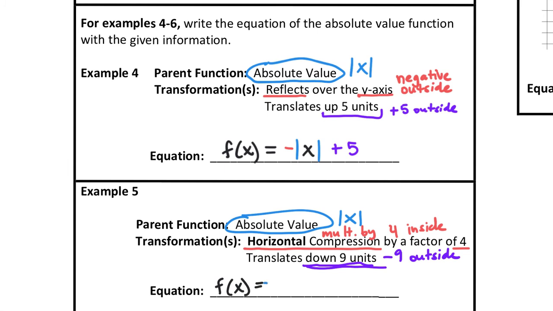equals the absolute value. Let me erase this. The absolute value of x, but we're going to multiply by 4 inside. So I'm going to put a red 4. I'm sorry if it takes a while. It takes a while for the colors to load sometimes. And so closing it, right? Closing it because the minus 9 is going to be outside.